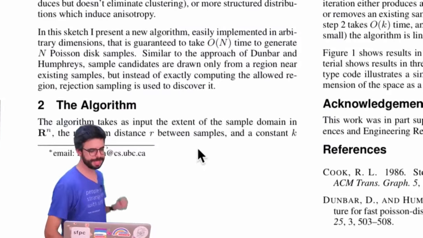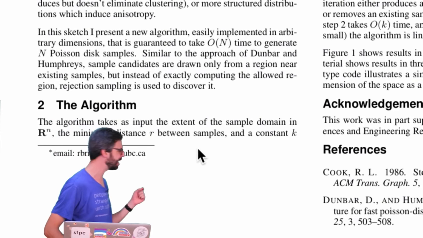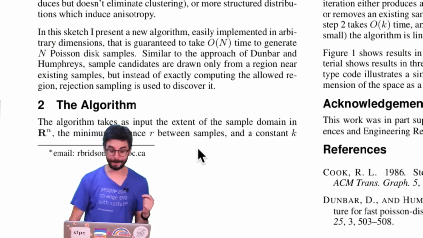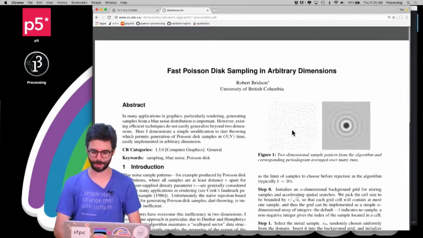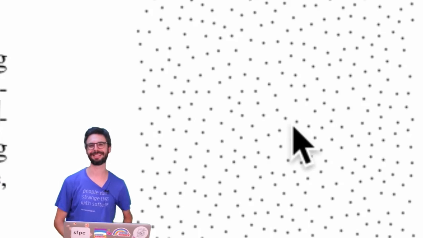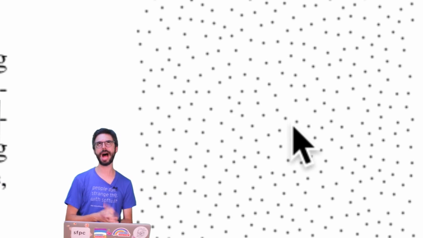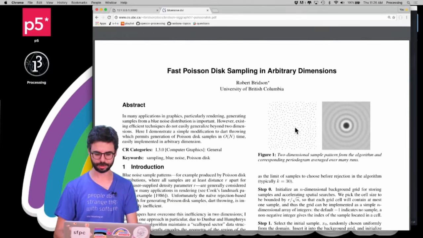So the algorithm takes as input the extent of the sample domain, the minimum distance r between samples. Okay, so what does that mean? A sample, by the way, is each one of these dots. That's a sample. So I first will need a minimum distance. So I'm going to go to my code.